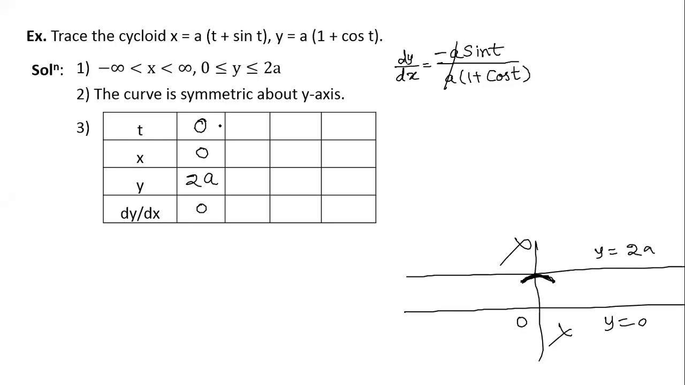Now next, if I put t equal to pi by 2, it will be somewhat inconvenient. So x will be a times pi by 2 plus 1, something complicated. So what I'm going to do, I'm going to consider t equal to pi. So x is equal to a times pi plus sin pi. Sin pi is 0, so x equals a pi, and y is equal to a times 1 plus cos pi. Cos pi is minus 1, so y will be equal to 0.